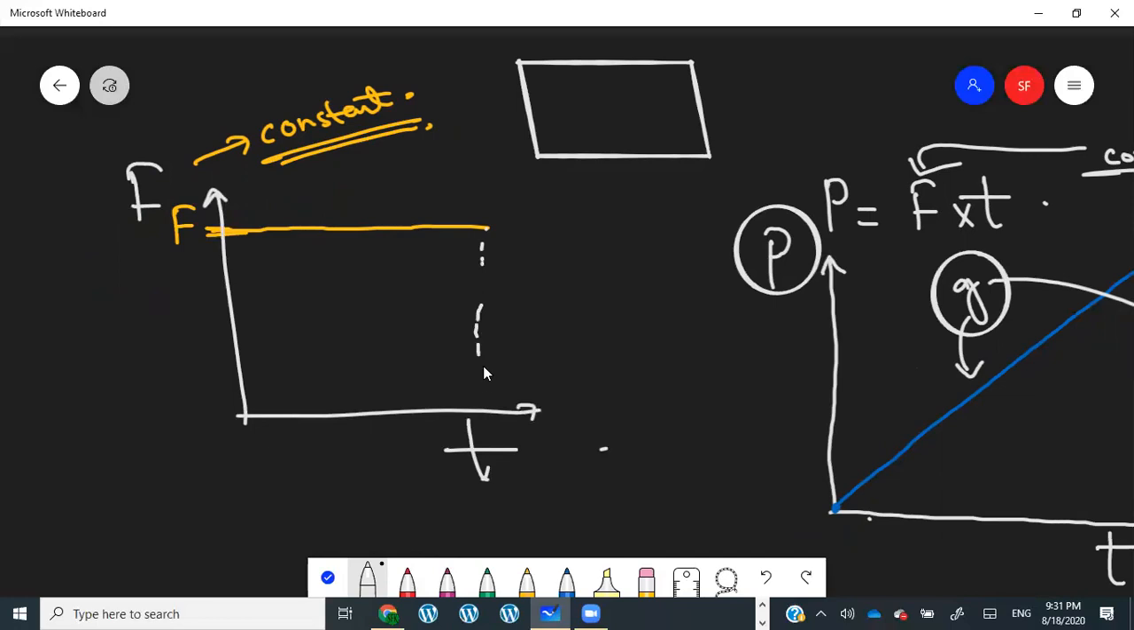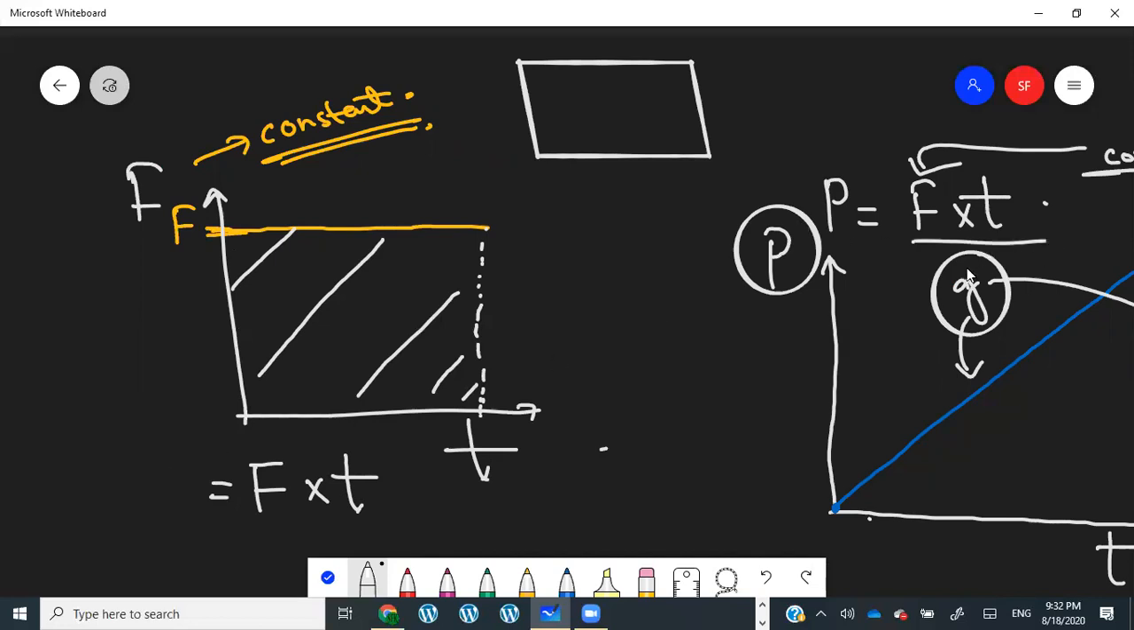Now, if I were to ask you to calculate the area under this graph, how would you calculate this? Is this a rectangle? Yes. So we can just do height into length, which is the vertical and the horizontal values, force into time, right? Yep. What is force into time equal to?